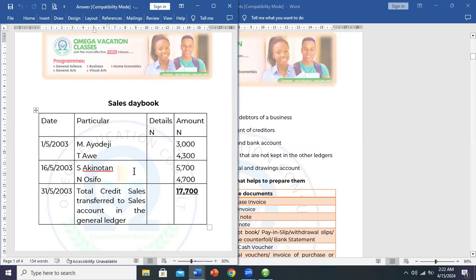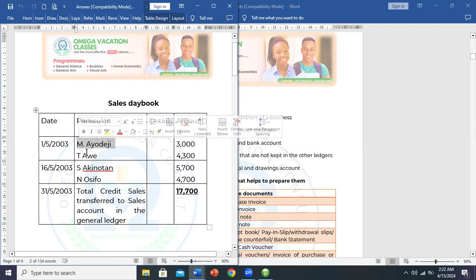So, dear lady and gentlemen, in this daybook, you see names of persons, and these persons are the debtors. So we are going to post these debtors to which ledger? And the answer is the sales ledger, because the sales ledger keeps account of debtors. Okay, so it means that the first thing you do when you are posting from the sales daybook to the sales ledger is to open the account of each debtor.